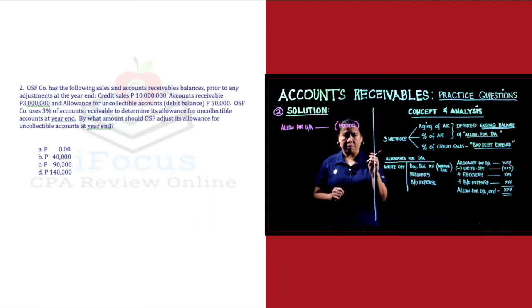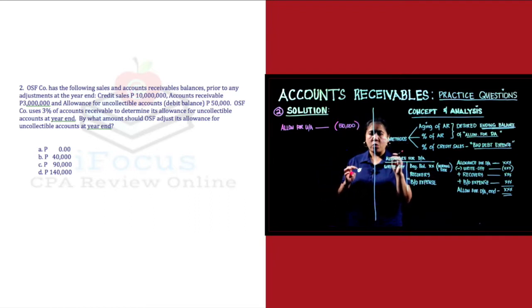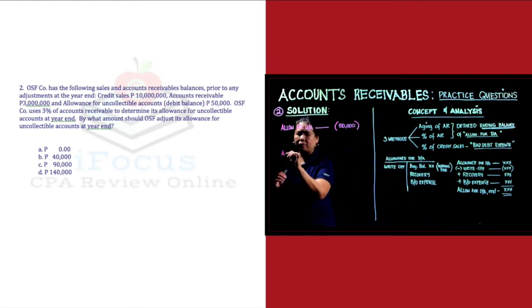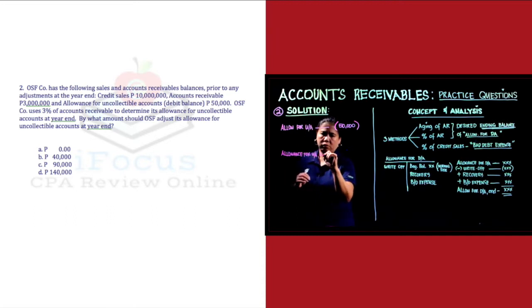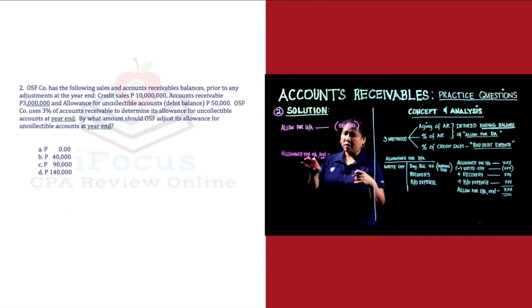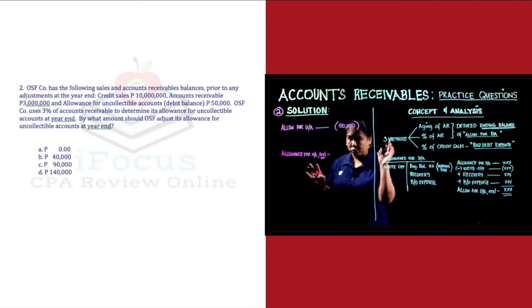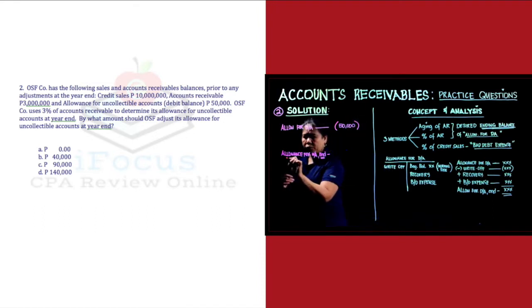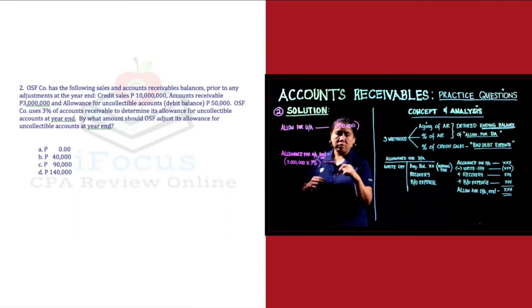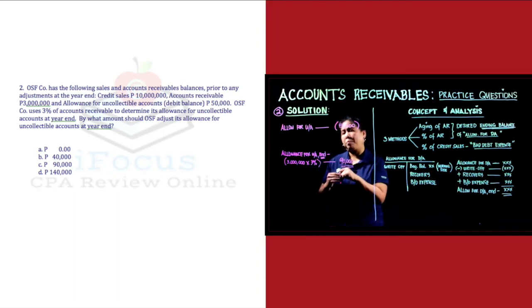Now, ang sabi ng problem natin, OSF company uses 3% of accounts receivable to determine its allowance for uncollectible accounts at year end. So, ang ibig sabihin, itong ending balance natin ng allowance for doubtful accounts ay 3% of the accounts receivable. Ang accounts receivable natin sa problem na ito is 3 million. So, 3 million multiplied by 3%, this is 90,000. Yan po ang dapat nating ending balance ng ating allowance for uncollectible accounts.